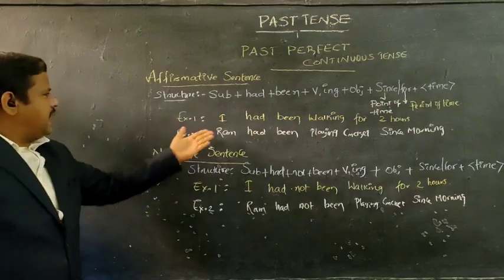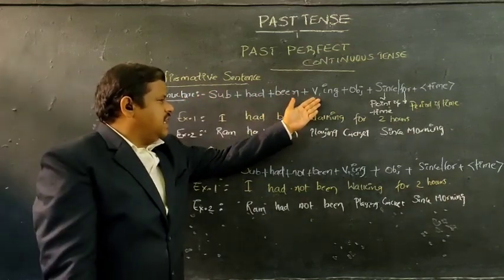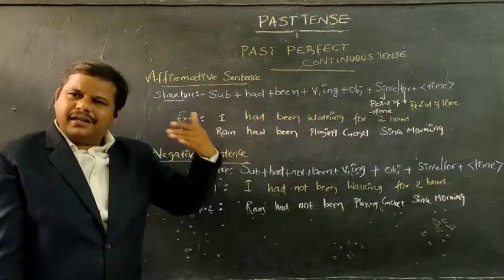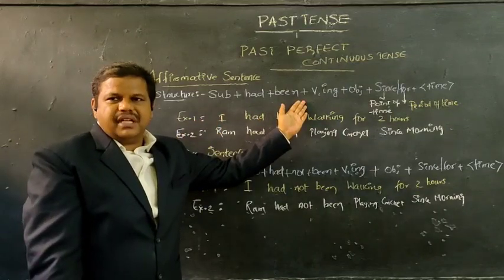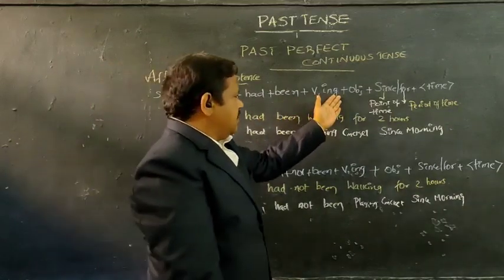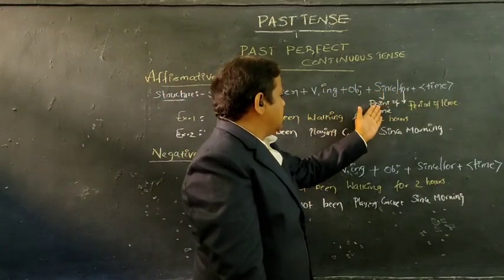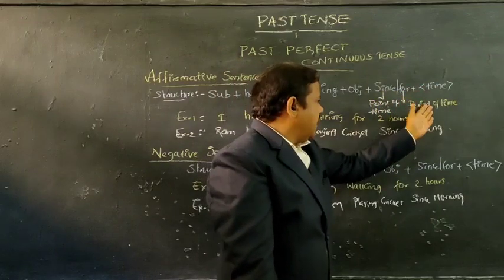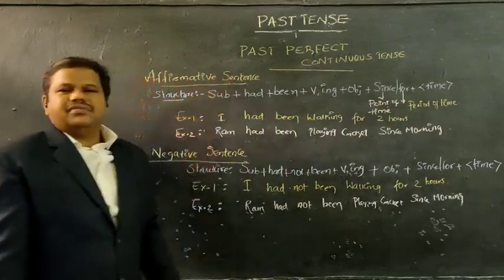So all this we can take in the form of subjects, followed by had been, then V1 ing: walking, playing, dancing, raining, speaking, listening. All these words become verb forms of V1 ing form, followed by objects with since or for. Since is used for a point of time, for is used for the period or duration of time.